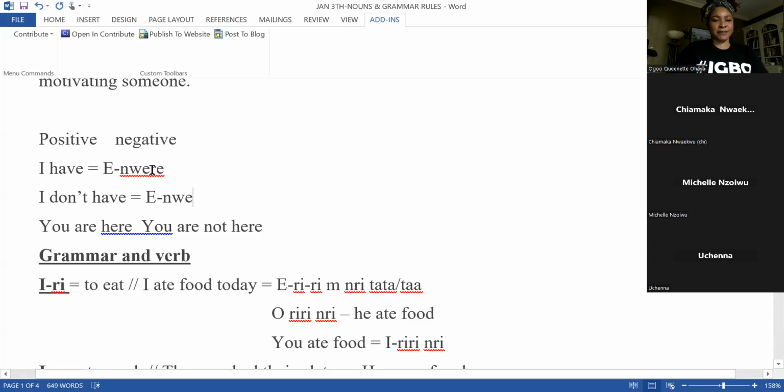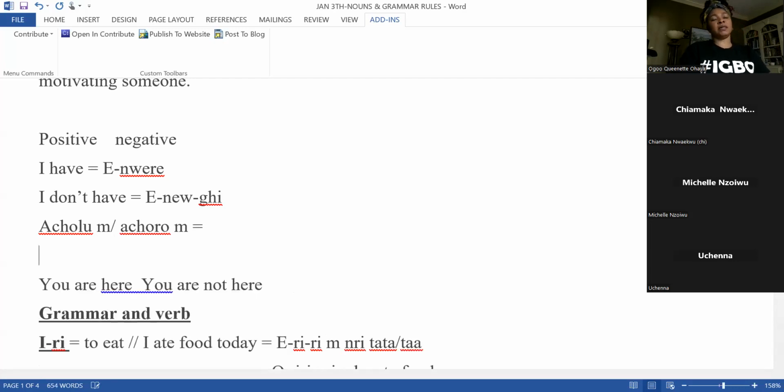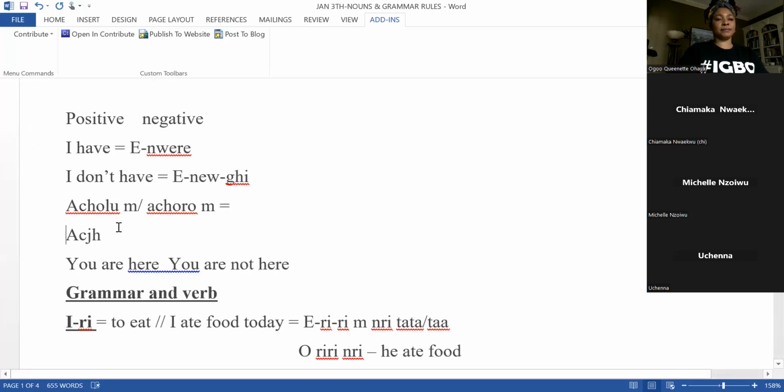So, what did you remove, Ogechi? The R-E. So we removed R-E. Enweghị. This G-H-I is what is putting it in a negative form. Okay? So, now when you say achorum, some people say acholum. So you can say acholum, achorum. Now, if you don't want, Achagim. Look on the screen there.